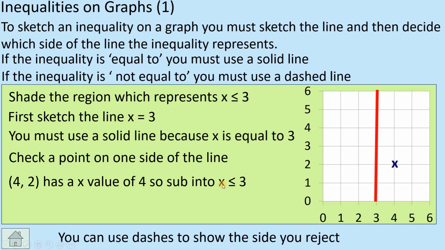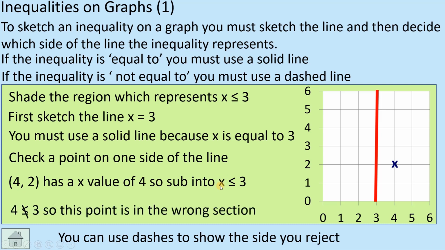So I'm going to substitute it into here. And when we say, is 4 less than 3? No, absolutely not. So it's not in the correct section. So we can eliminate that section because it's in the wrong place, and we can shade the other side because that bit must be less than or equal to 3.